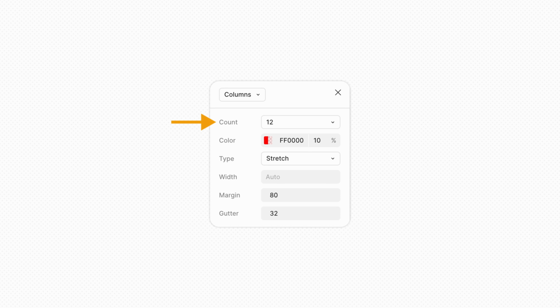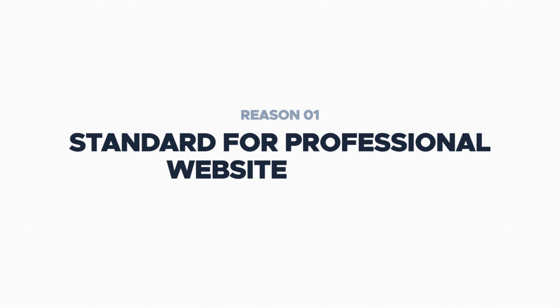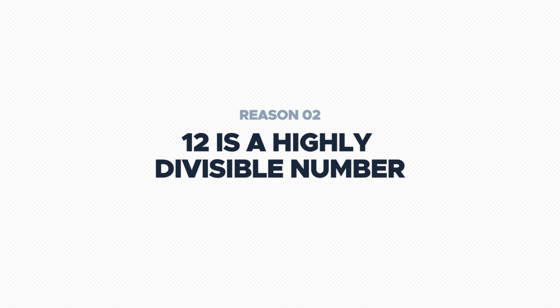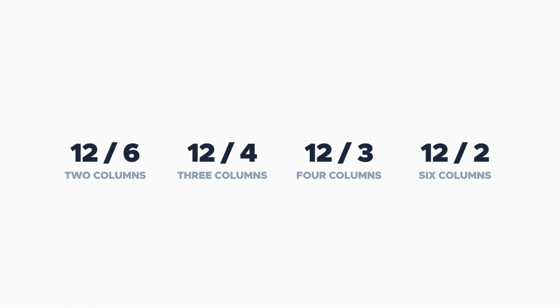First, let's talk about count. We're using 12 columns for two simple reasons. Number 1, it's the standard for professional website design. And number 2, 12 is a highly divisible number, which gives us a lot of flexibility when creating different layouts.